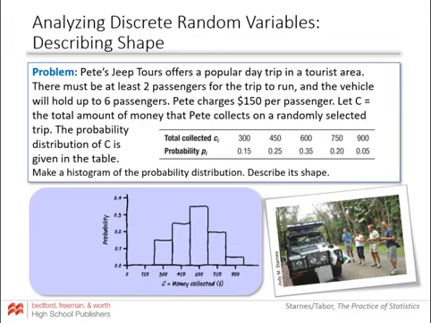If I were to describe this shape, let me draw. That looks pretty close to symmetric, so we would say it's roughly symmetric with a single peak at 600.